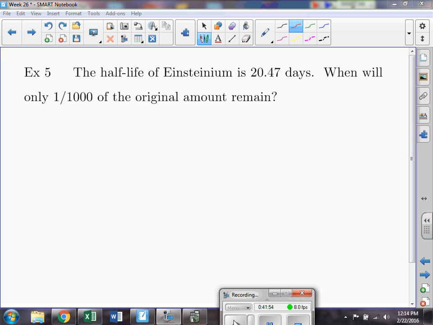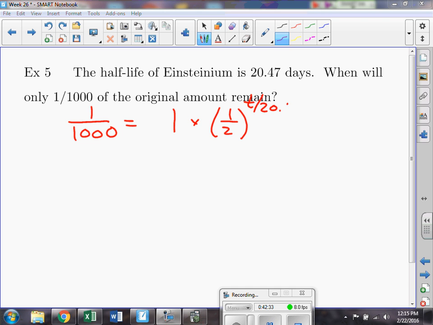The half-life of the radioactive element Einsteinium, yes, it was named after Einstein, is 20.47 days. How long will it take Einsteinium to decay so that there is only 1/1000th of the original? Okay, so in the future, 1/1000th remains, based on the original amount of 1. Our half-life is 20.47 days, and so we've built the model.